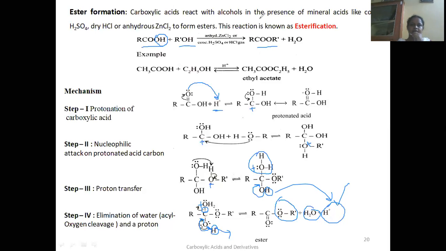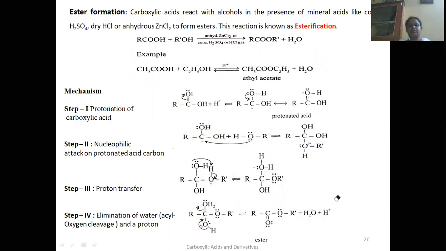So this is the mechanism of what? Esterification. Esterification means formation of an ester from carboxylic acid by adding alcohol in the presence of acid as a catalyst. What is acid? It's a catalyst here. Now there is one more reaction that involves the replacement of this OH group. Let us see that one also.